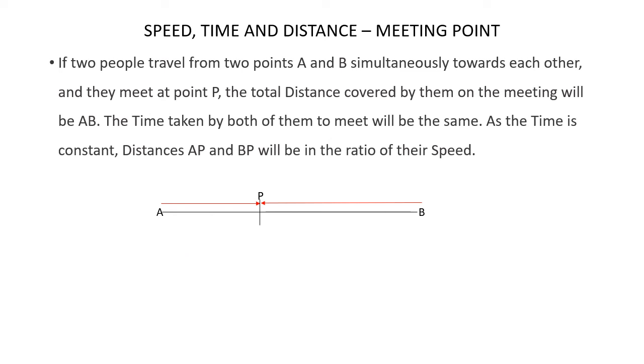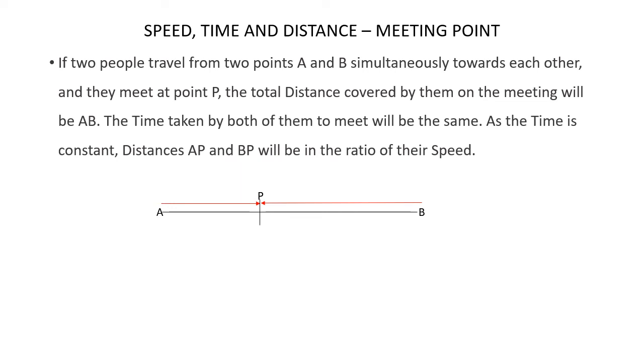Now let's understand another important concept in meeting points. If two people travel from two points A and B simultaneously towards each other and they meet at point P, the total distance covered by them on the meeting will be AB. The time taken by both of them to meet will be the same. As the time is constant, distances AP and BP will be in the ratio of their speed.